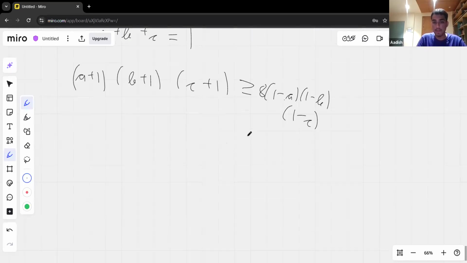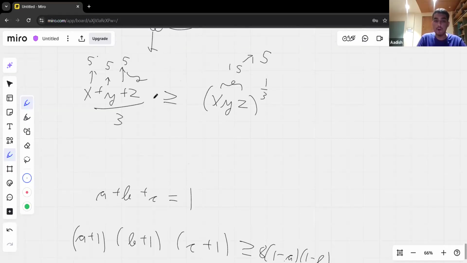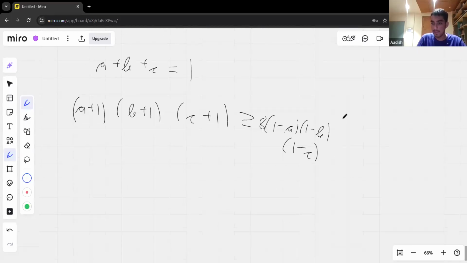Okay. So the issue in this inequality is, as I said, we want everything to be of the same degree. And here, things are of different degrees. Like this is constant, and this is degree one, and this is constant. This is degree one. So that's an issue. How do we fix this issue?